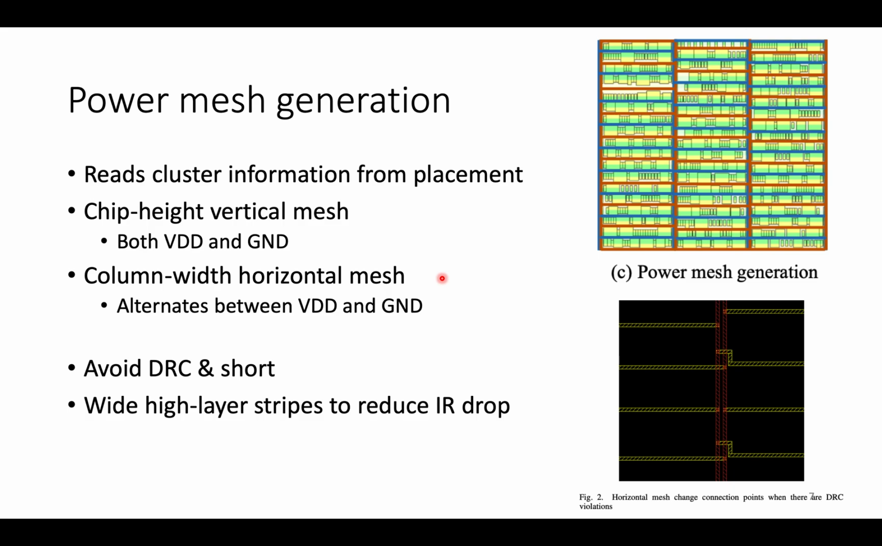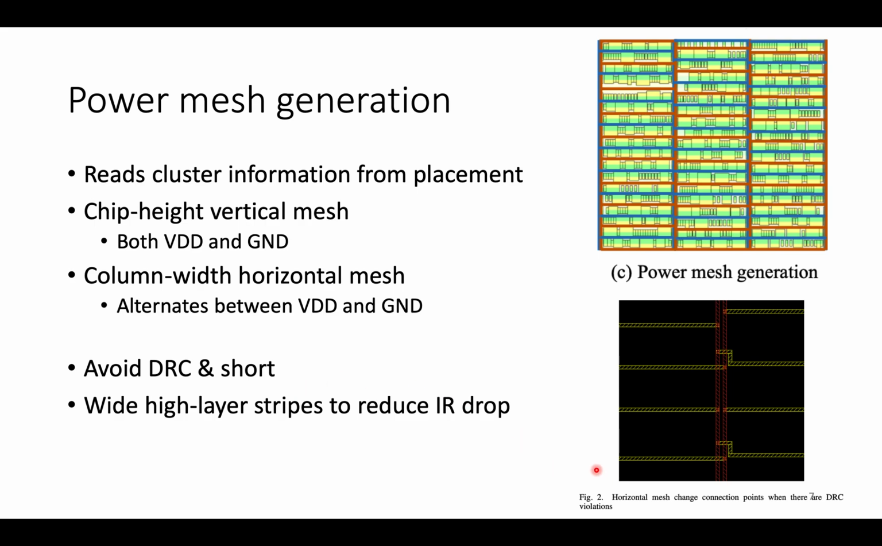And second, it generates a column width horizontal mesh. This alternates between VDD and ground. These are the horizontal mesh between mini rows. So this makes each mini row very similar to the standard row. And in this mesh generation, we are able to avoid all the DRCs and short violations.